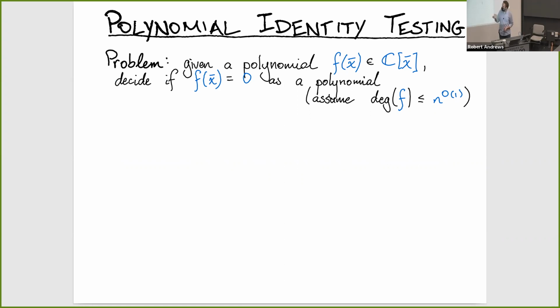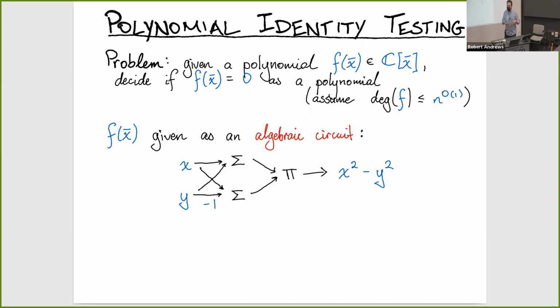Now, how am I giving you this polynomial? If I give it to you as a list of coefficients, of course, this is easy. Right? You just check if every coefficient is 0 or non-zero. But in this instance, I want to give it to you in a slightly more compressed format. I'll give you an algebraic circuit that computes the polynomial.